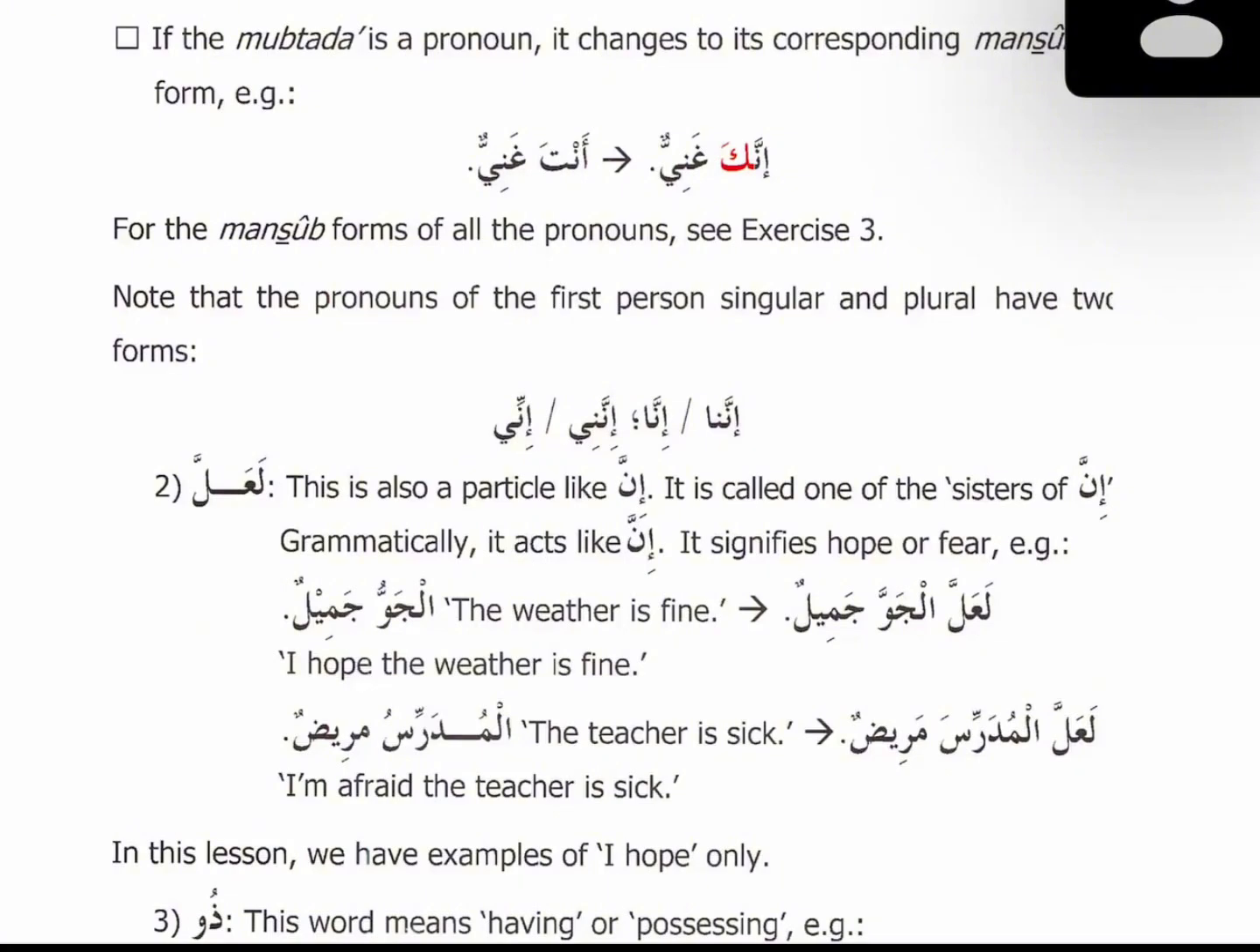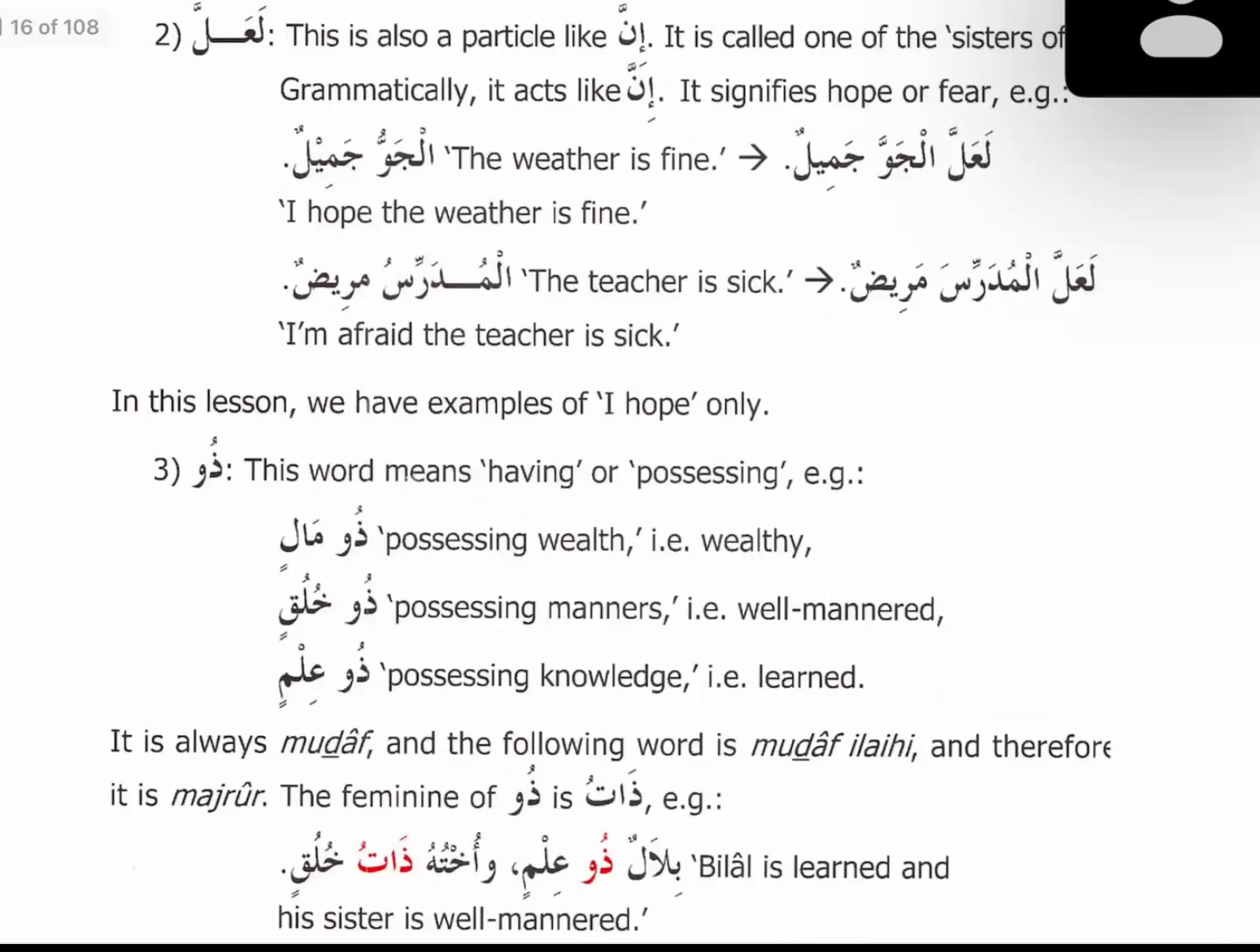Al-mudarrisu maridun, the teacher is sick. La'alla al-mudarrisa maridun. I'm afraid the teacher is sick. In this lesson, we have examples of I hope only.